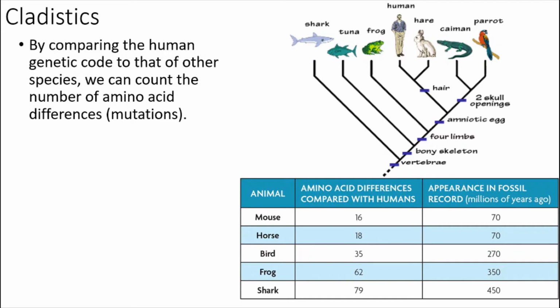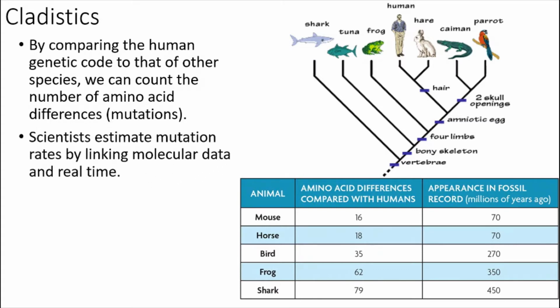By comparing the human genetic code to that of other species, we can actually count the number of amino acid differences or mutations between the human genome and the genome of other organisms and see how many mutations have occurred over the course of millions of years. Comparing that with the first appearance of those organisms within the fossil record, we can actually estimate how long it takes mutations to occur over time.